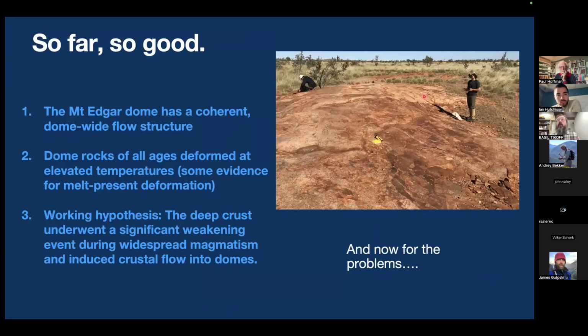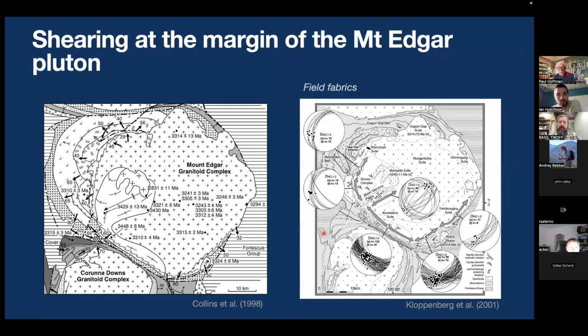Everything so far could support this convective overturn or sagduction model. The Mount Edgar has a coherent dome-wide flow structure. The dome rocks of all ages are deformed at elevated temperatures. And then the hypothesis from all this is that the deep crust underwent a significant weakening event. All right, that's the good. Now let's look at the problems.